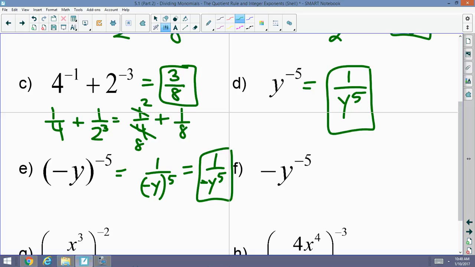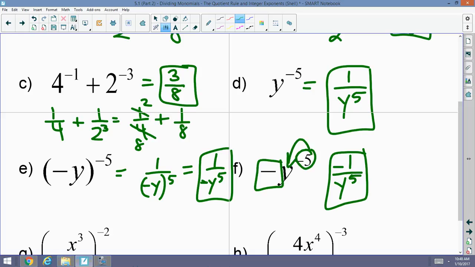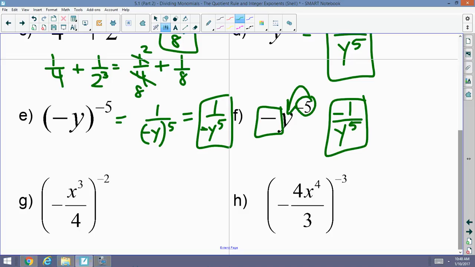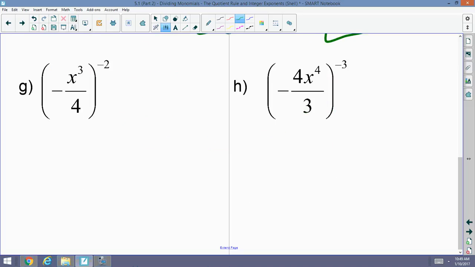Now, how about this guy? Negative y to the negative 5th, but it's not in parentheses. Yes, sir. That's what I'm talking about. Excellent, brother. You only brought down the y because this negative 5 is affecting the y, not the negative 1. Excellent. You guys with me here? Okay. All right, now let's separate the men from the boys here. I want you to remember, what does this negative really represent?